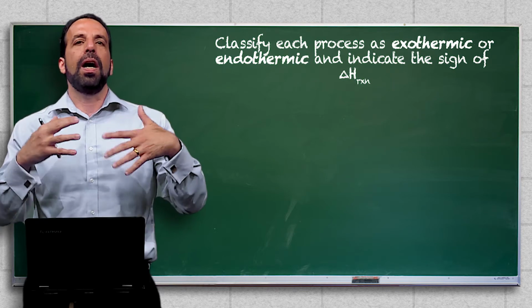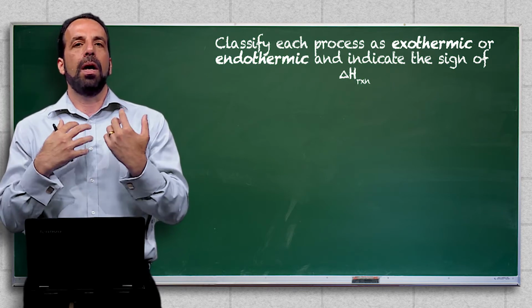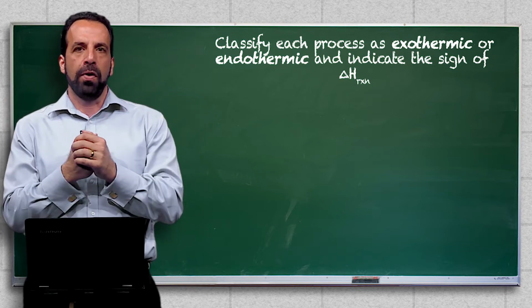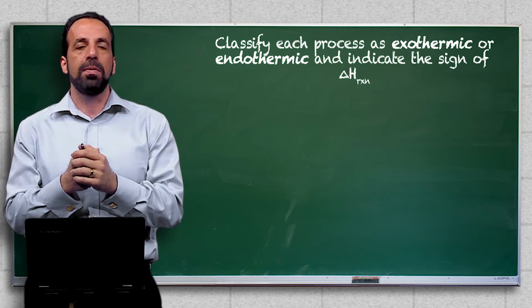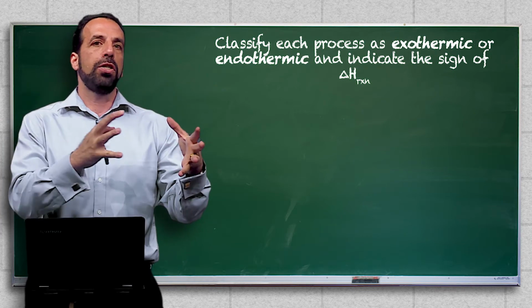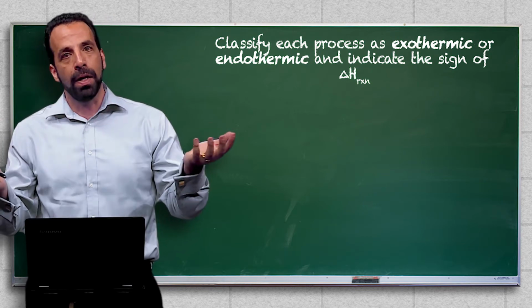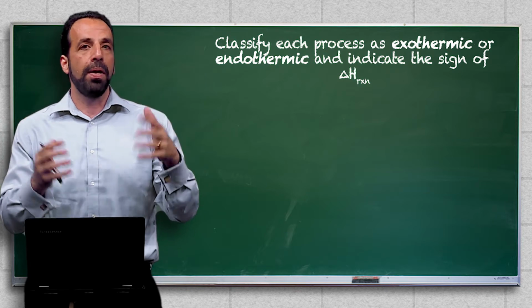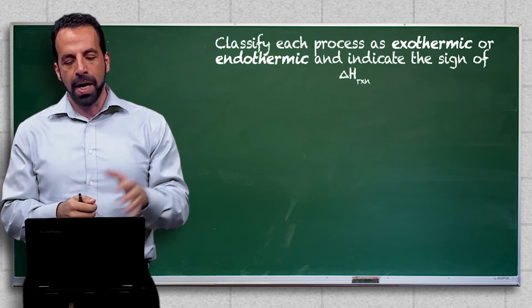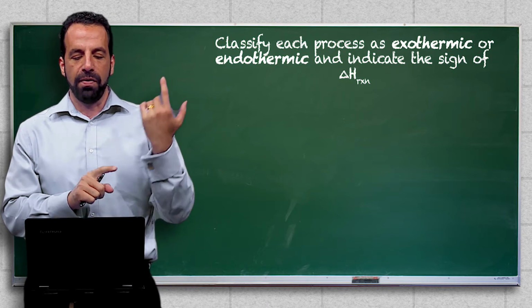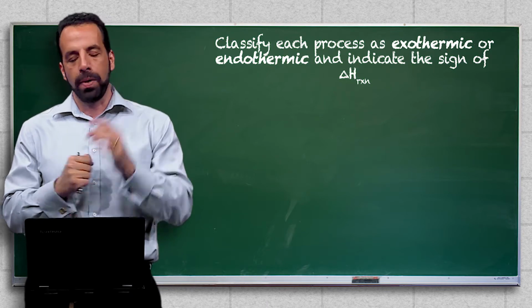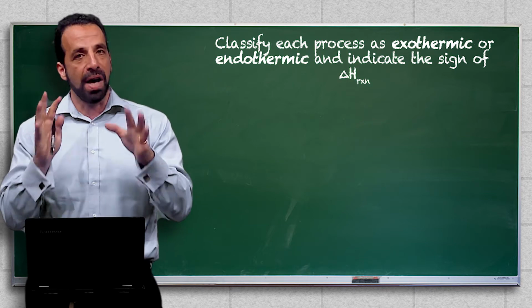Endothermic reactions are the opposite. These things absorb energy. So for instance, if I put a piece of ice out, it melts. The reason the ice is melting is that it's absorbing energy from the atmosphere, the surroundings around it, and it causes it to melt. And then for each process, we have to give the sign. Exothermic reactions, you give a negative sign. Endothermic reactions, we're going to give a positive sign.